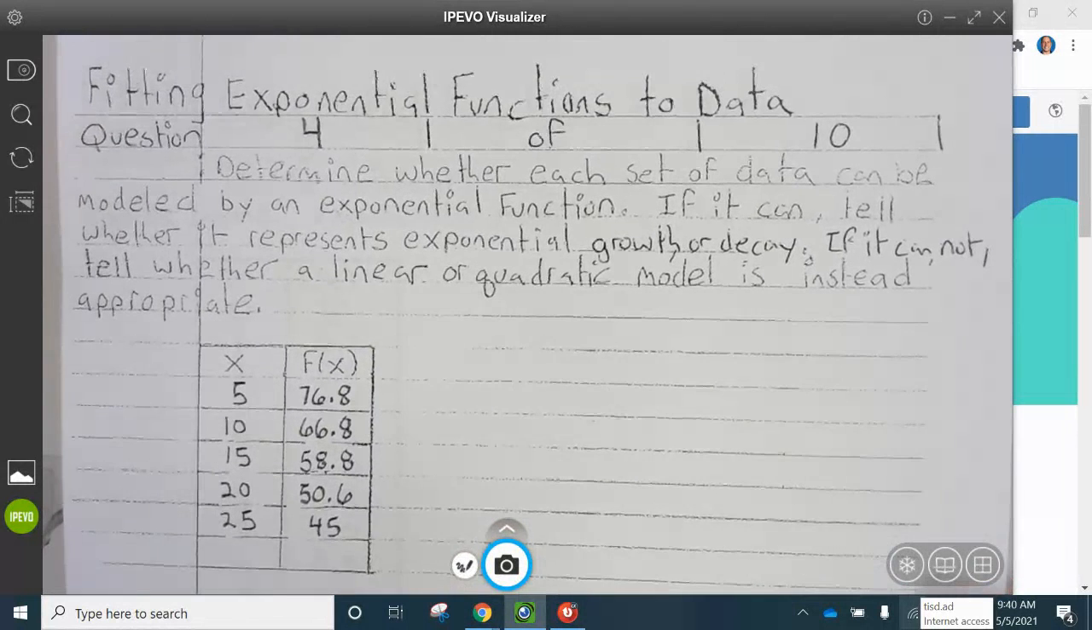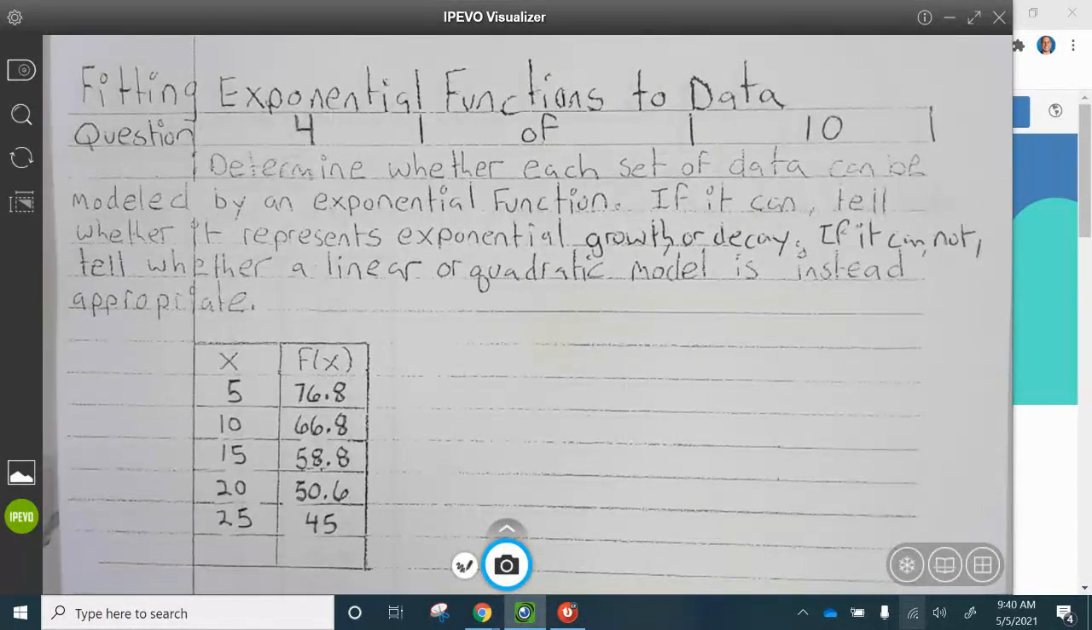All right, question 4 of 10. Determine whether each set of data can be modeled by an exponential function. If it can, tell whether it represents an exponential growth or decay. If it cannot, tell whether a linear or quadratic model is instead appropriate. So there's our table.